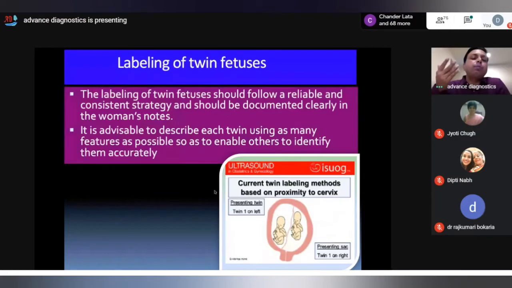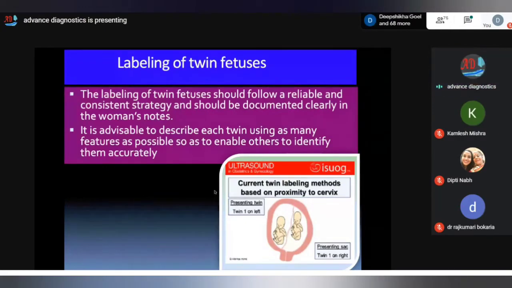What practice we follow in our day-to-day practice is the presenting fetus and the after-coming fetus. So the presenting fetus will never change. It will be the same.